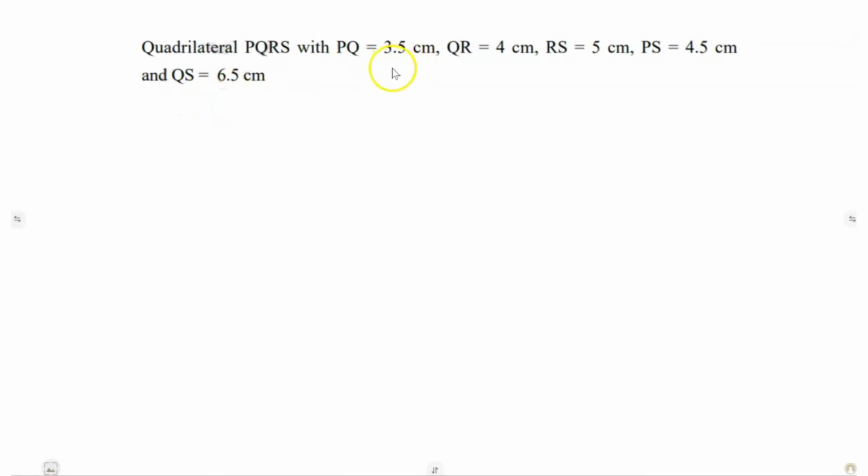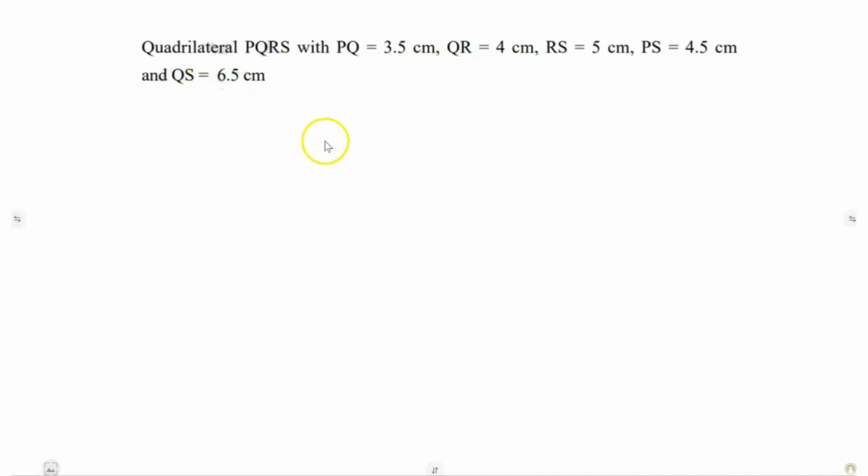How do you identify which are sides and which is a diagonal? Here the letters are all adjacent letters, so these are all sides, and here instead QS, the R is skipped here, so that means this is a diagonal. So now QS is a diagonal. So 4 sides and 1 diagonal are given.